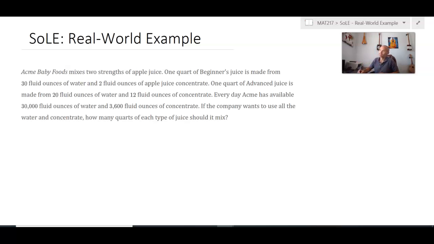So when we begin taking a look at a problem, let's read it first. Acme Baby Foods mixes 2 strengths of apple juice. 1 quart of beginner's juice is made from 30 fluid ounces of water and 2 fluid ounces of apple juice concentrate. Okay, so we know we have this beginner's juice, and it has some water in it, and it has some apple juice concentrate.